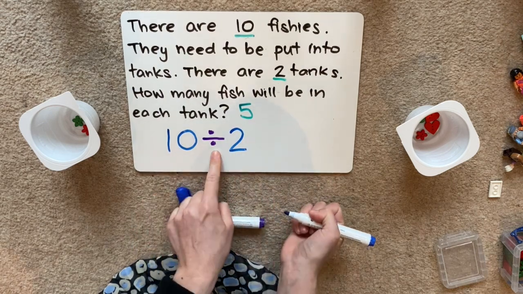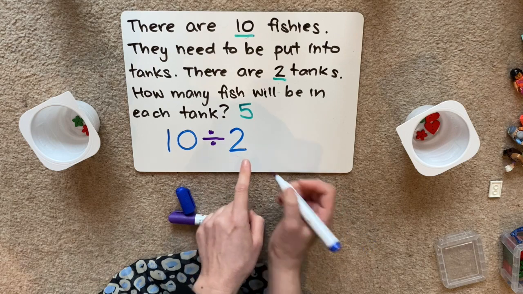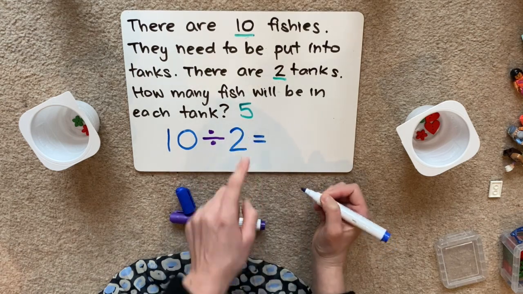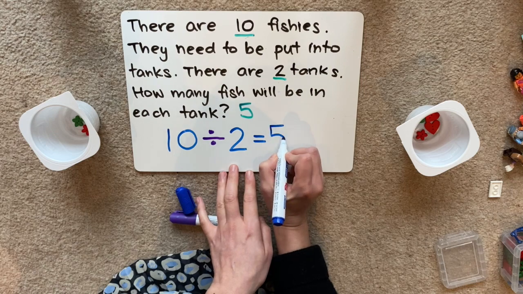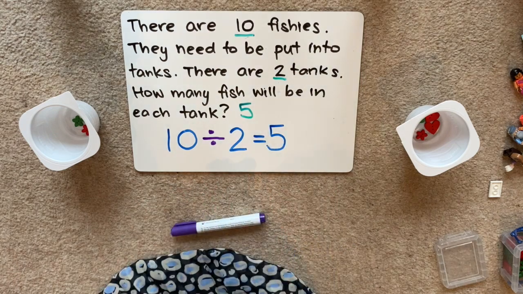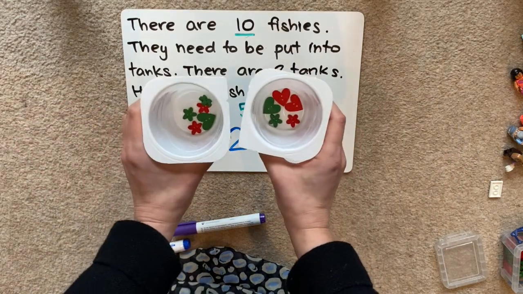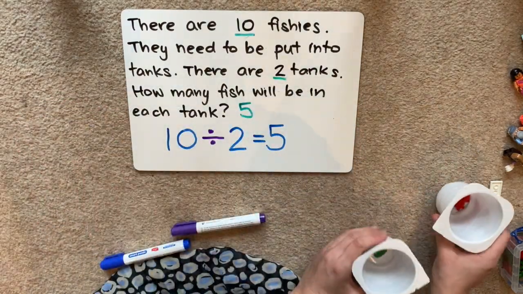10 shared between 2 is the same as 5. So this is the number sentence to represent what we just did with our objects. Let's do another example.